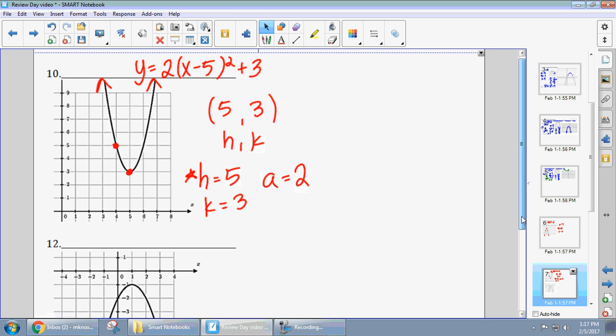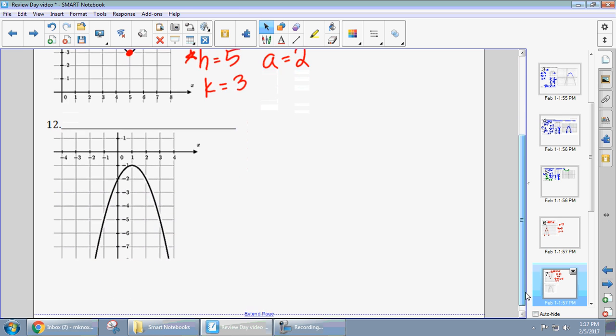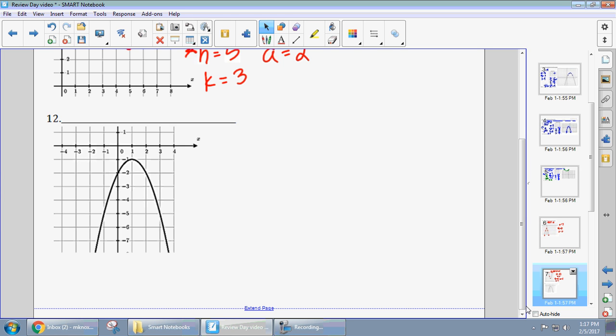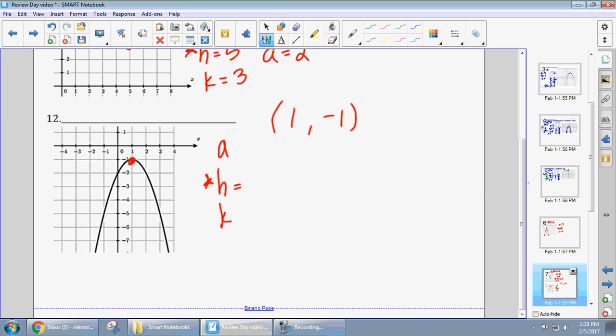Okay, now let's do number 12. Let's identify our vertex. Our vertex is 1, -1. So my h is 1 and my k is -1. Now, when I go back 1, I went down 1. Forward 1, down 1. Back 2, I go down 1, 2, 3, 4.